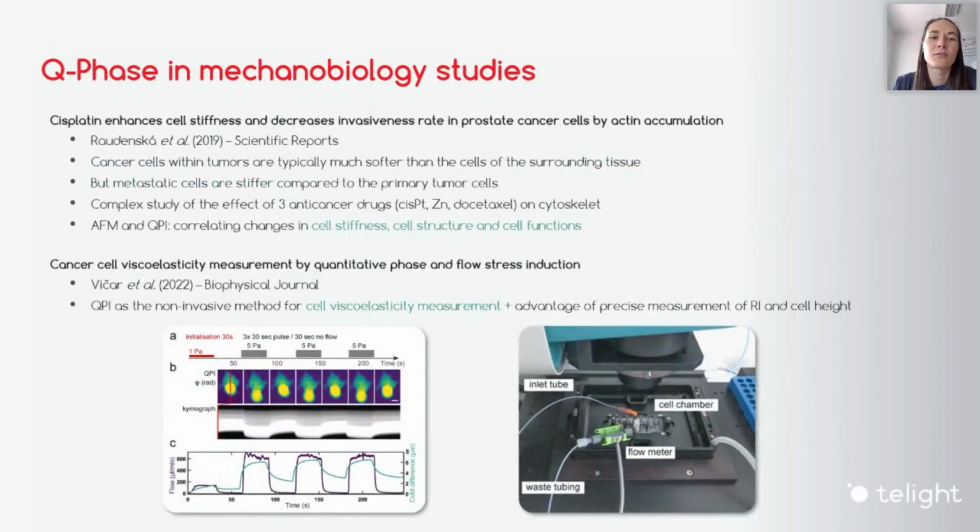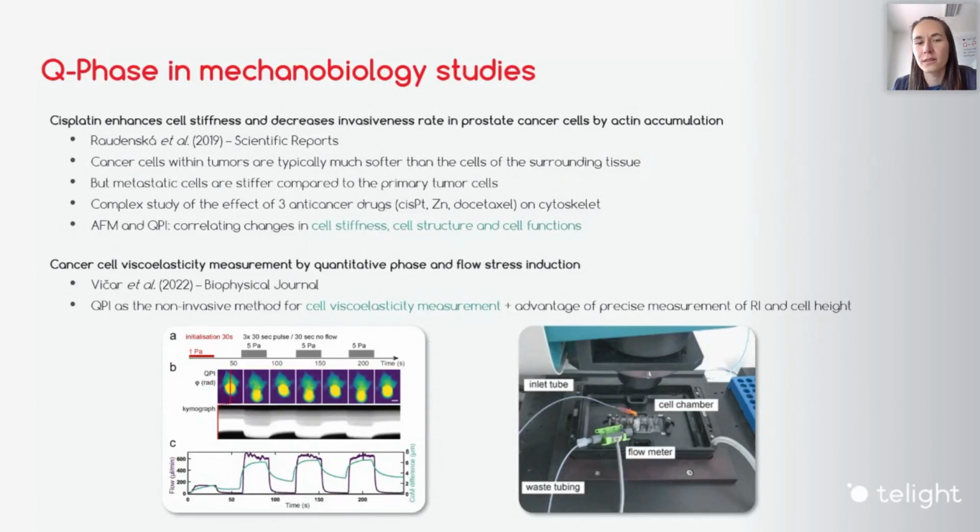And we are really proud that also on the Q-phase microscope we have already 2 papers published, not we, of course, our users, where they used Q-phase, they combined it with the flow systems, and they studied cell stiffness. So the first paper described the changes of the cell stiffness after the treatment of 3 anti-cancer drugs on prostate cancer cells. And the theory behind is that cancer cells within tumors are typically much softer than the cells of the surrounding tissue.